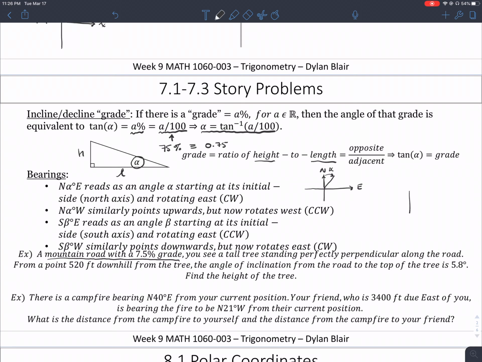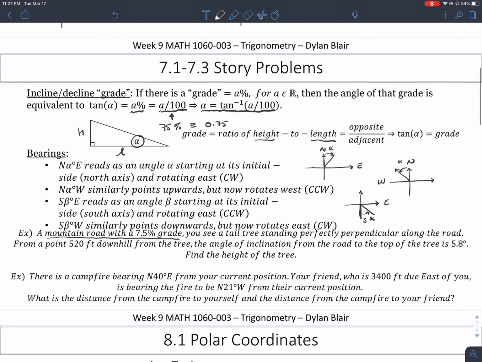Similarly, for north bearing west, west would be over here, north would be right here. We would start north and then bear west by some angle. Okay. Similarly for south, we'll just do one of these souths. We can start south and bear east. So we can start at our initial side and then rotate towards the east by some angle, alpha. Okay. And then you can south bear west by some angle. Okay. As I said, the examples will be done in a separate lecture video.